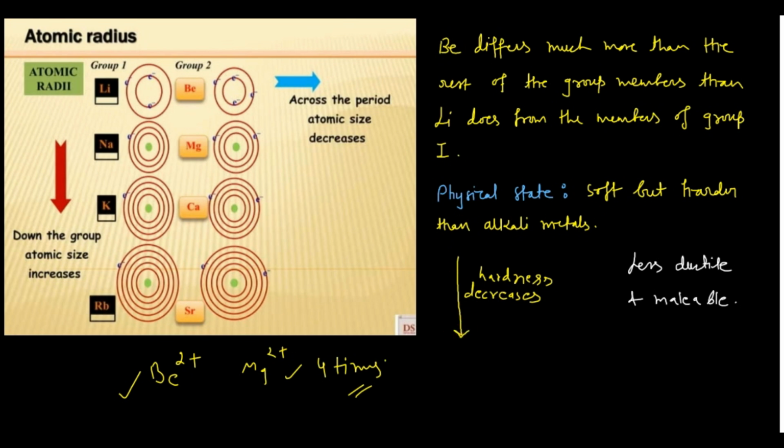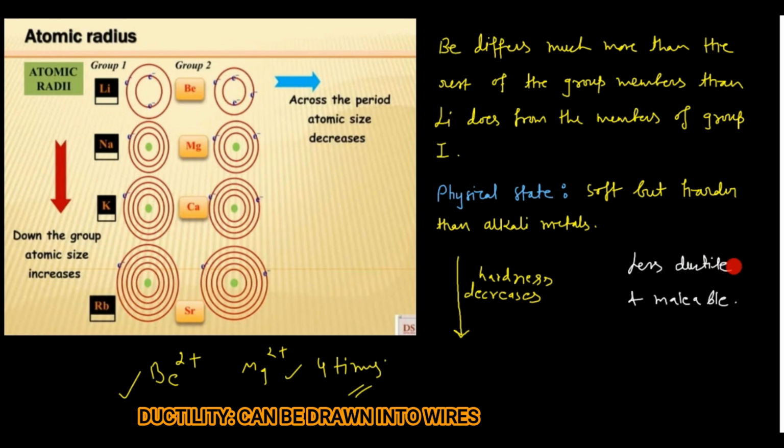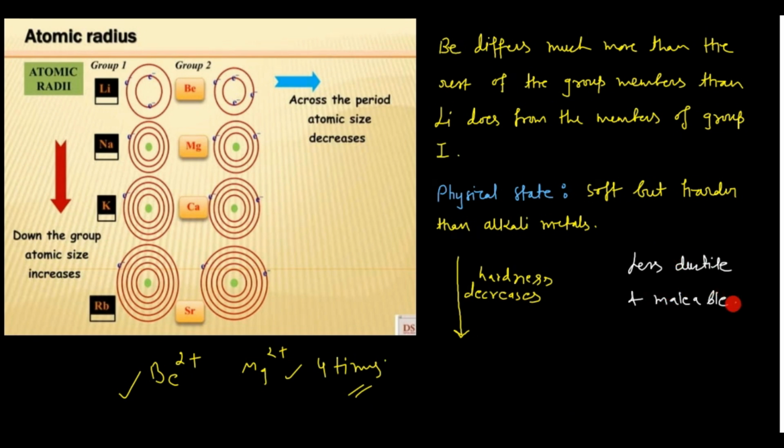Since they are harder than the group 1 elements, they are less ductile and less malleable than the group 1 elements. Ductility is the ability of a metal to be drawn into a wire. Malleable means you can hammer the metal to convert it into sheets. So the ductility as well as the malleability is on the lower side, as they are a little harder compared to the group 1 metals, and this hardness decreases as we go down the group. This is something very important.